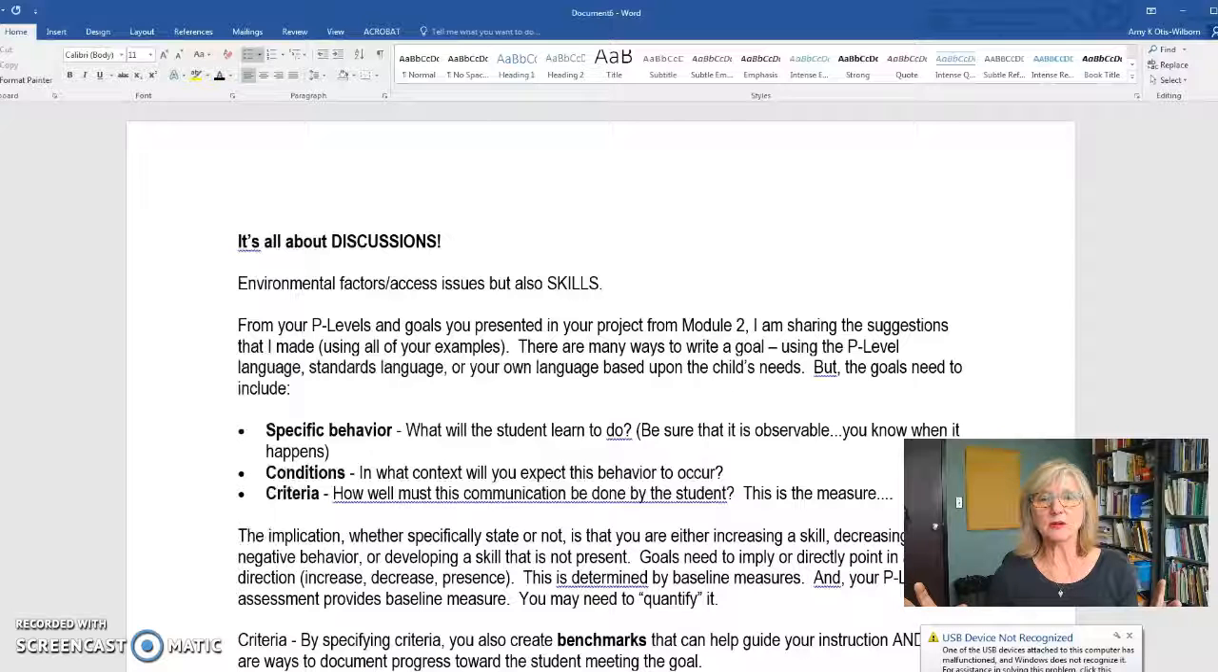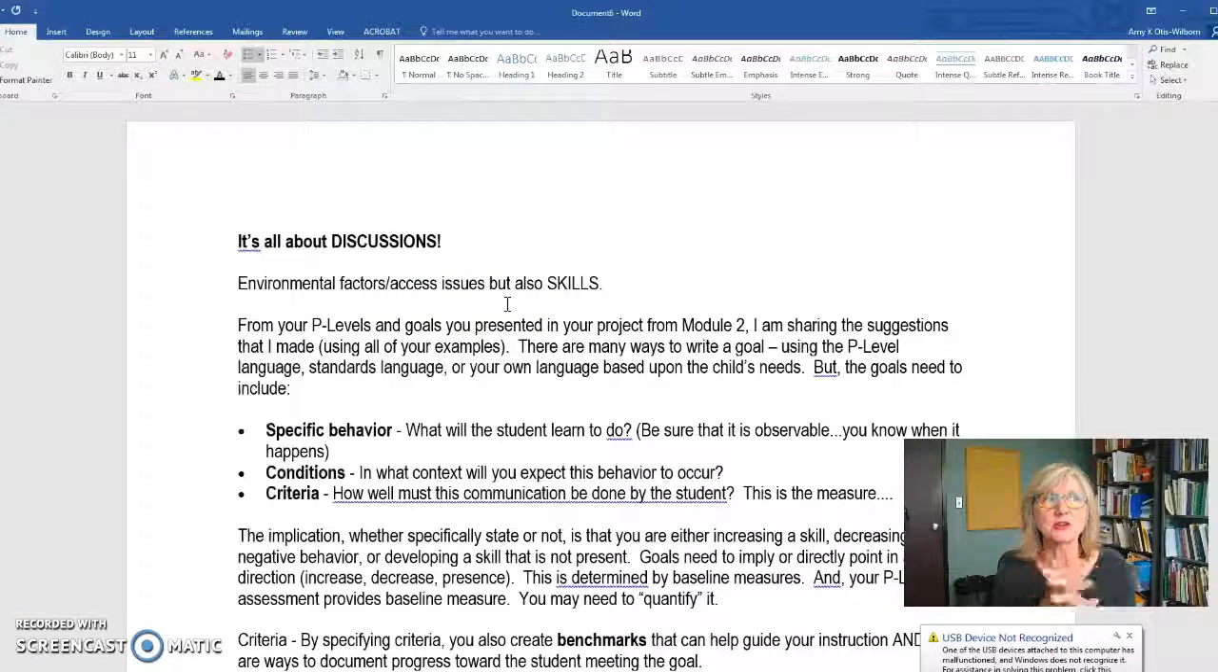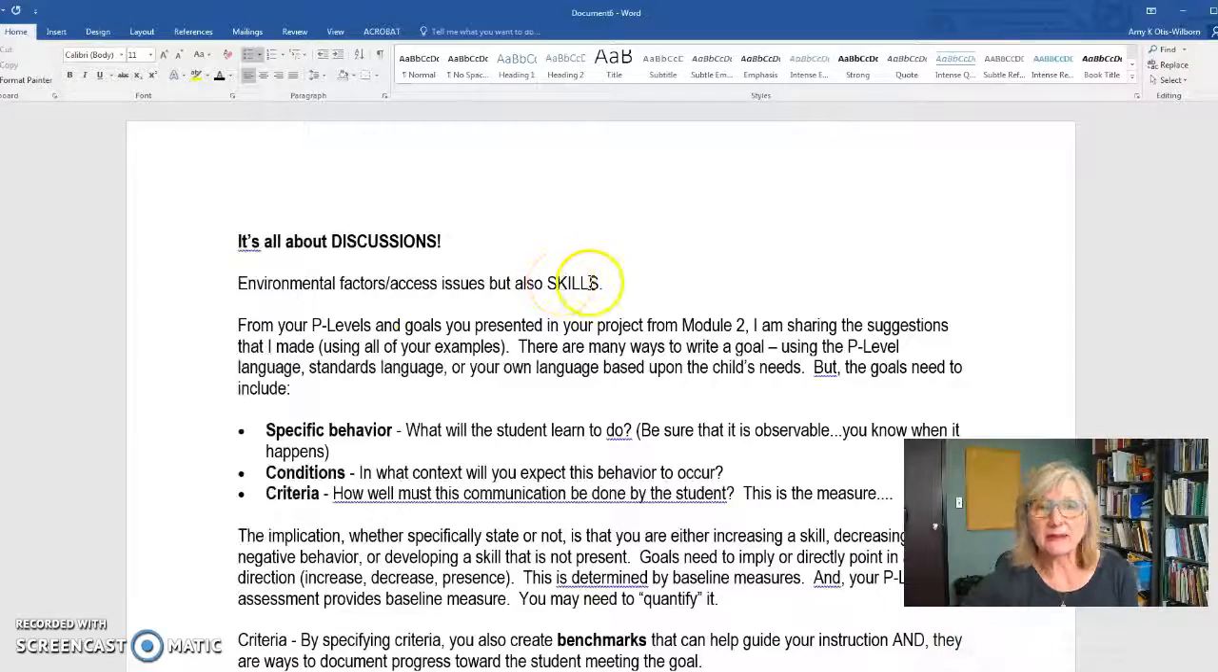goals, IEP goals, and possibly some benchmarks. And so all that you talked about in your launch really was about the challenges that students have with discussions. And of course, part of the challenge is really related to environmental factors and their access to all of the information that is available during a conversation. But it's also related to skills.